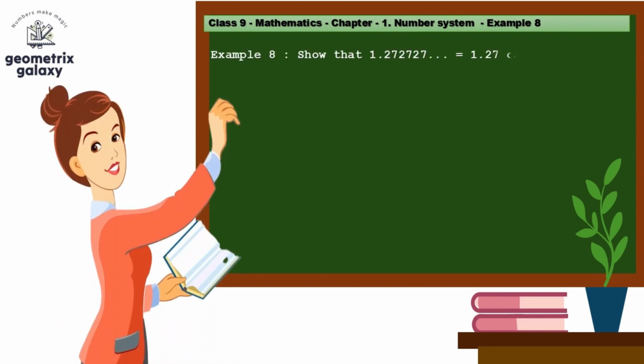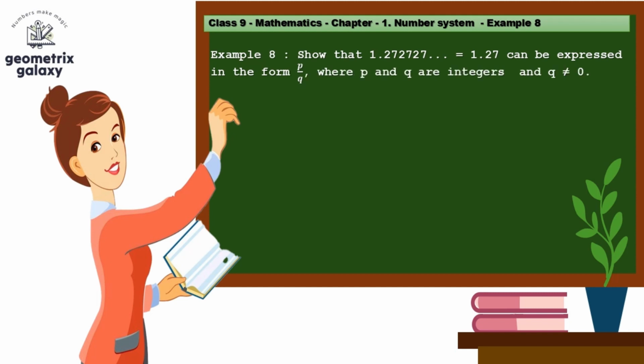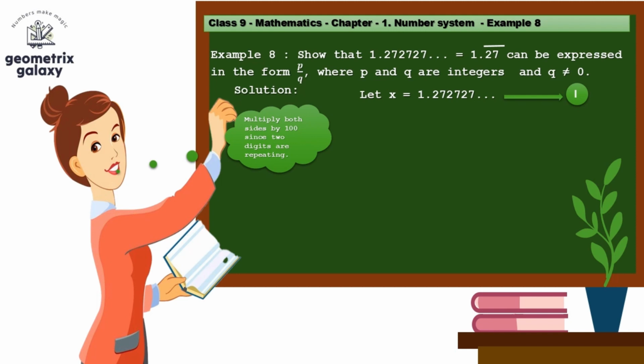Now let us see example 8. Show that 1.272727 etc., which is equal to 1.27 bar, can be expressed in the form of p by q, where p and q are integers and q not equal to 0. This is same as example 7. Let us take x as 1.272727 etc. and let this be equation 1. Now we need to multiply this equation by 100.